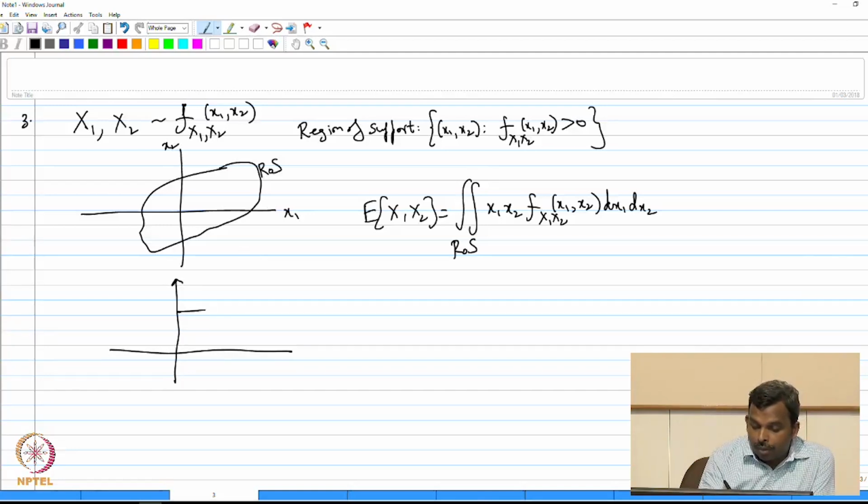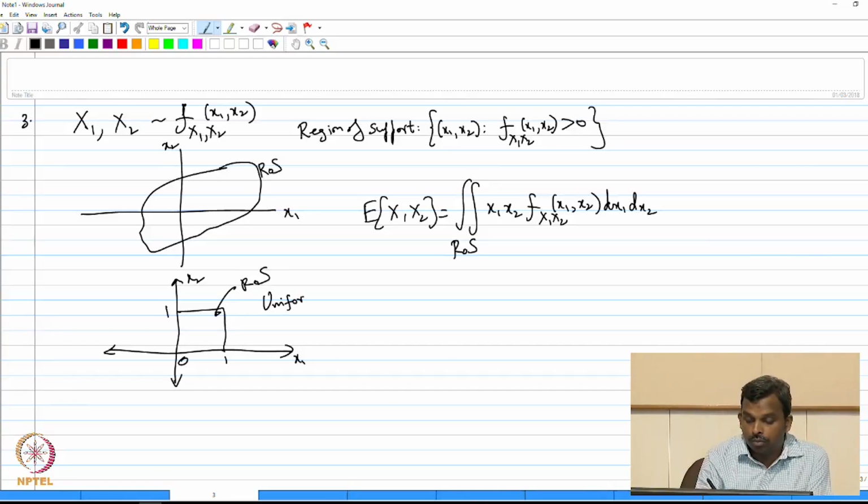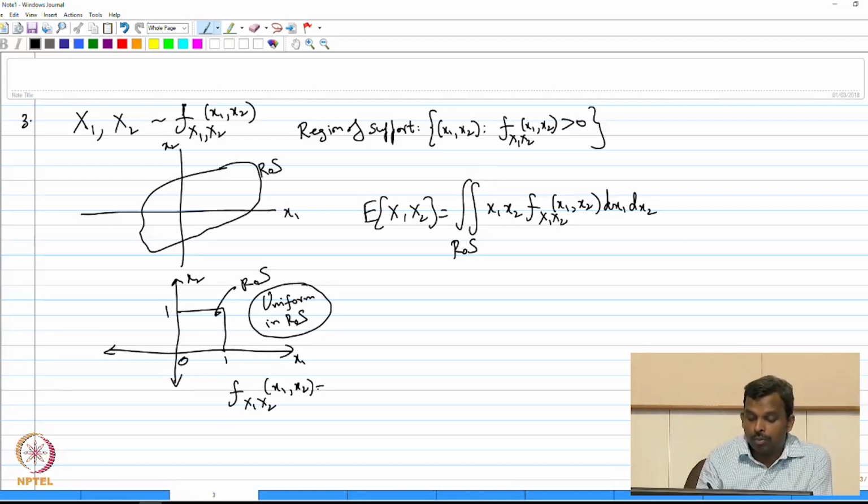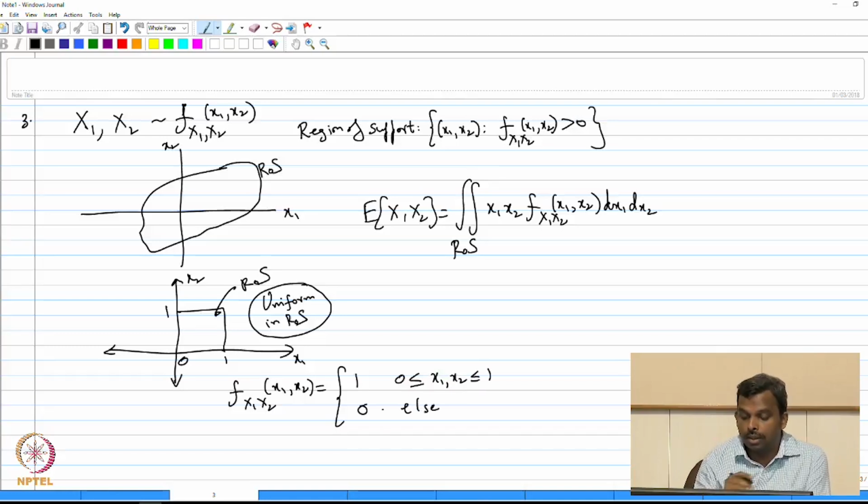So in the first example, my region is just 0 to 1, 0 to 1 here. Okay, so this is my region of support. Remember, this is x1 and x2. I haven't told you what the PDF is, so I'll say uniform. This is a very standard assumption. So you put a uniform distribution on this region of support. So you can see what the actual description is. f_{X1,X2}(x1, x2) is actually 1 if x1 and x2 are between 0 and 1. It is 0 else.